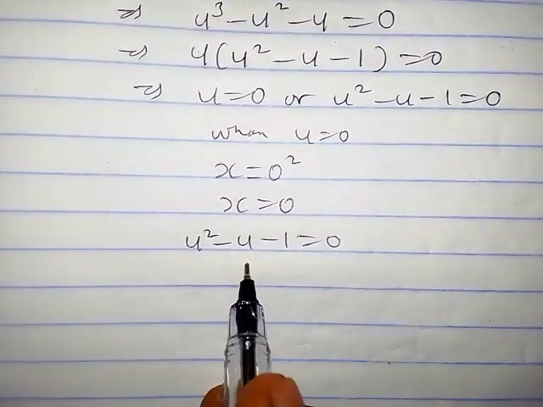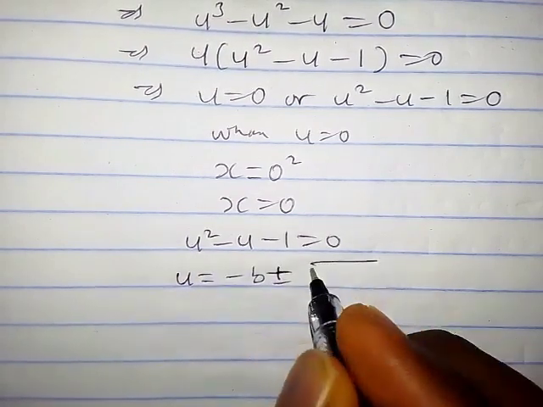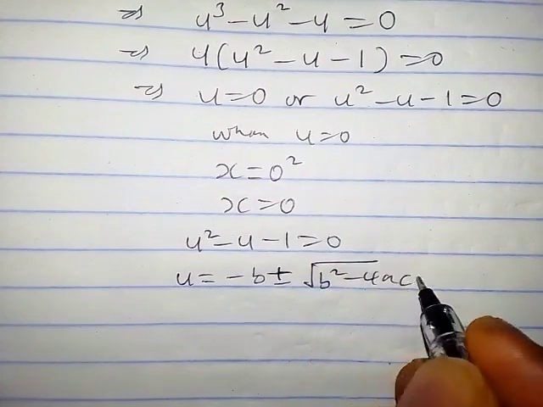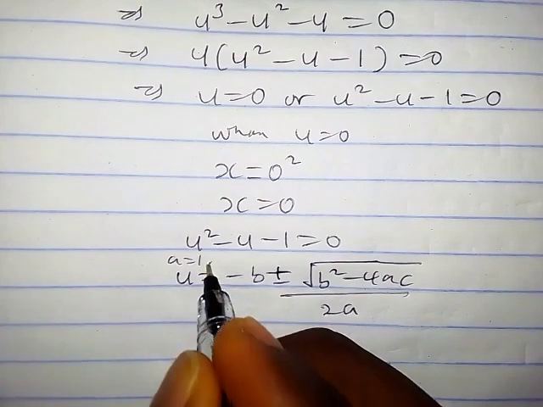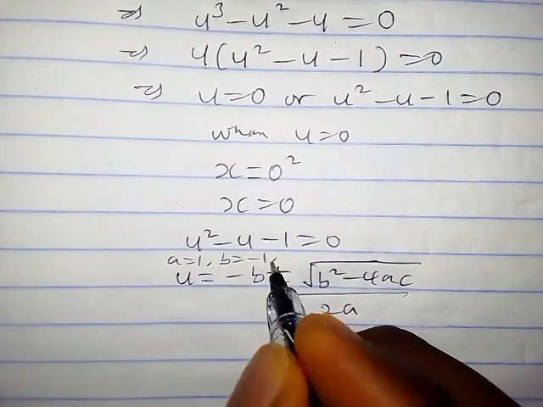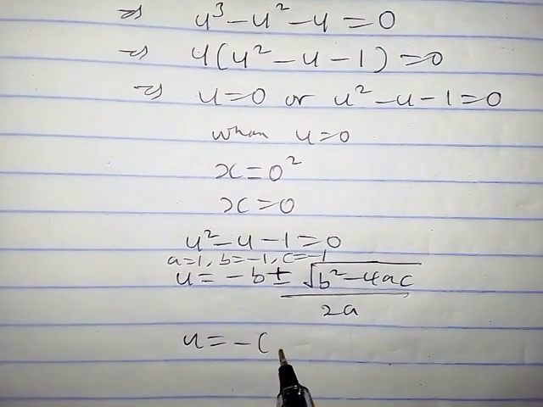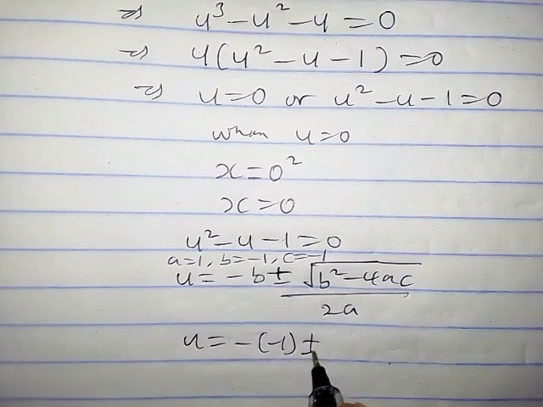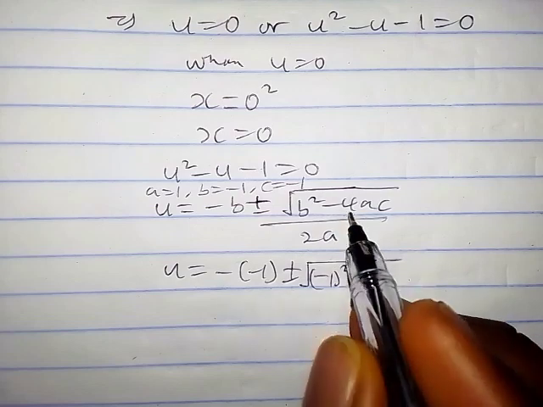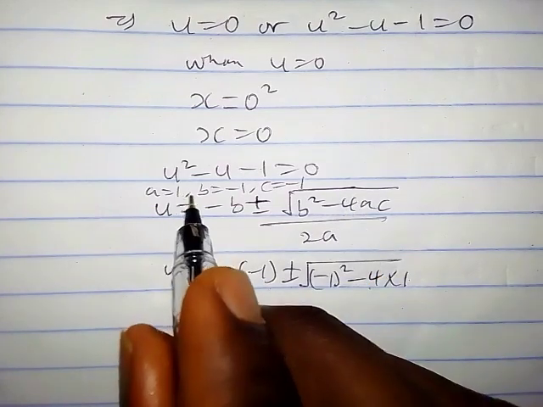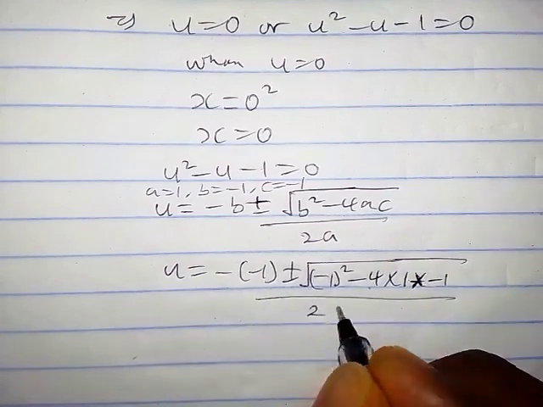We can solve this using the quadratic formula. That is, u will be equal to minus b plus or minus square root of b squared minus 4ac over 2a. So a is just 1, the coefficient of u squared, b is minus 1, the coefficient of u, and c equals minus 1, the constant. So we're going to have u equals minus b, b is minus 1, plus or minus square root of (minus 1) all squared, minus 4 times a, which is 1, and c is minus 1, times minus 1, over 2 times 1.